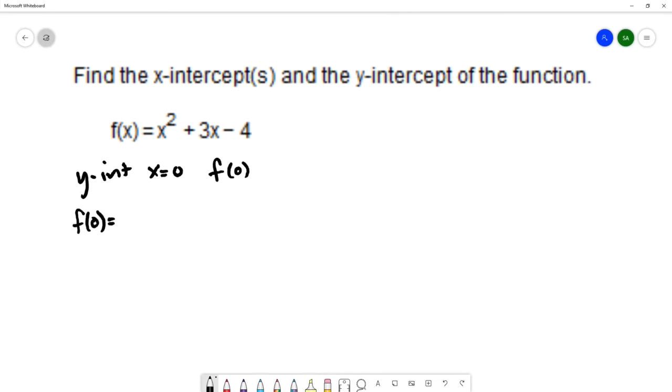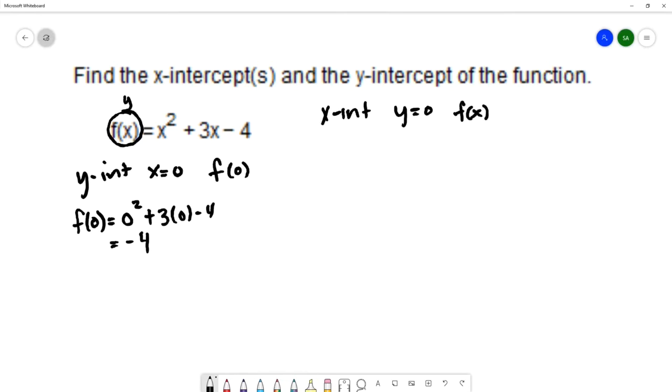f of 0 equals 0 squared plus 3 times 0 minus 4. That simplifies to be negative 4. So we have a y-intercept at negative 4. Then we'll find the x-intercept. You find an x-intercept by letting y equal 0. In this example, we're using function notation. So instead of setting y equals 0, we'll set f of x equals 0.